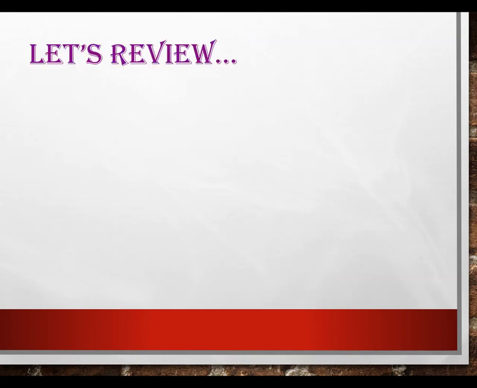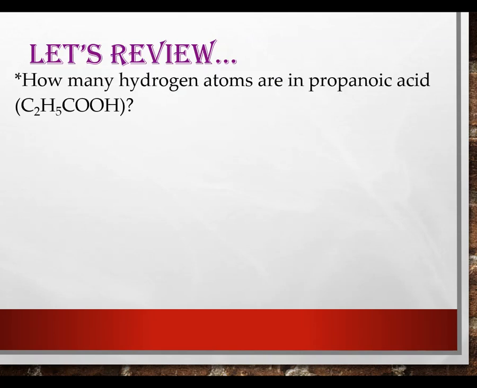All right, so now we're going to do a little reviewing of some conversion steps that you can take that you might not be aware of or remember from last year. So if we're looking at propanoic acid here, this C2H5COOH organic molecule, how many hydrogen atoms are actually in this molecule? Well, there's 5 here and 1 here, so that would be a total of 6.